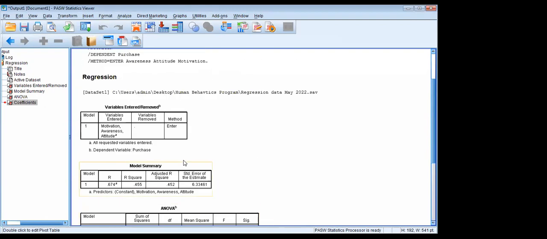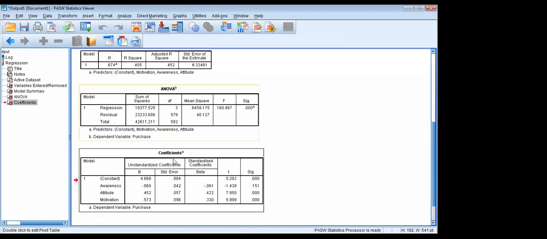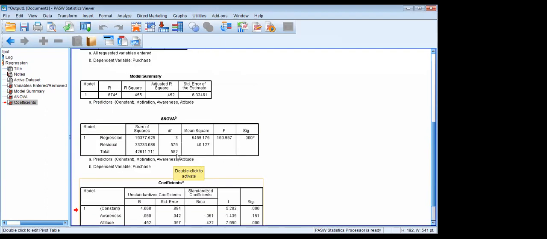Okay, so how many tables are there? Model summary, ANOVA, coefficient.